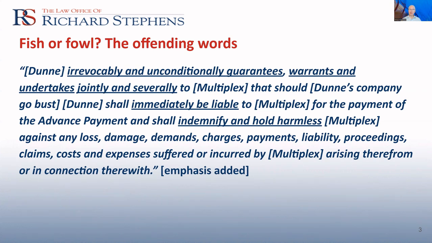Dunn irrevocably and unconditionally guarantees. Now, I interject at this point to say that that is brilliant wording, standard wording for a guarantee. That's absolutely fine. No objection to that at all. But what's the lawyer done next? Dunn warrants. Well, what on earth is he warranting? Is he warranting the quality of the paper that the guarantee is printed on? I mean, what is that warranty doing there?